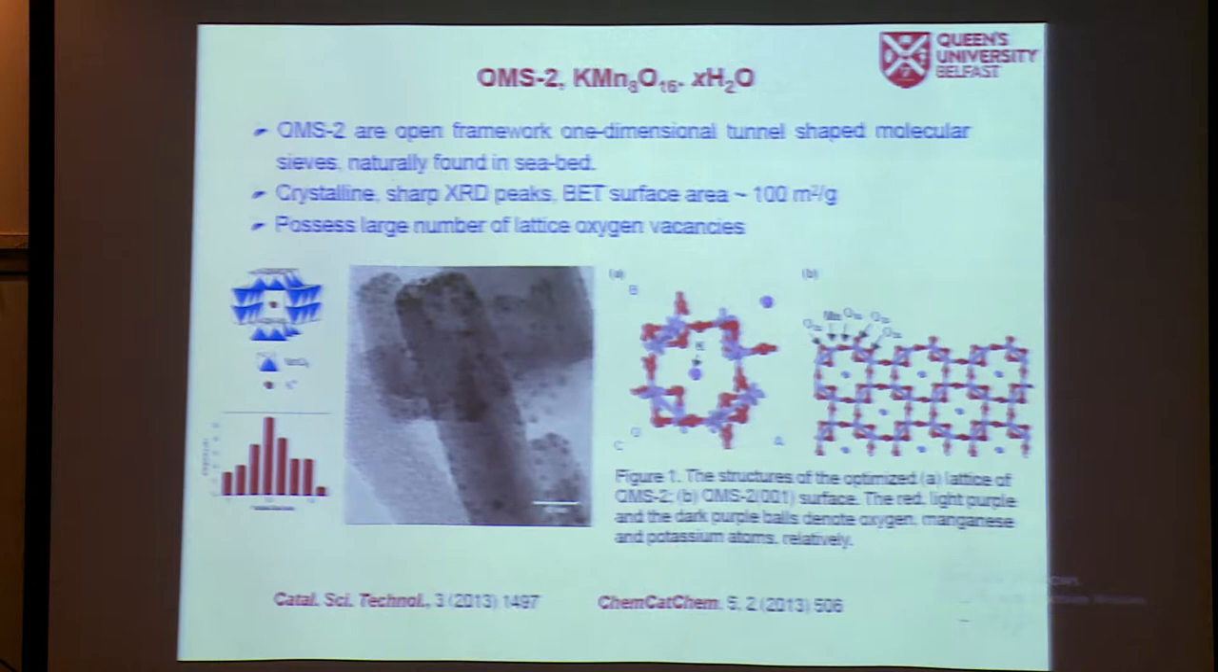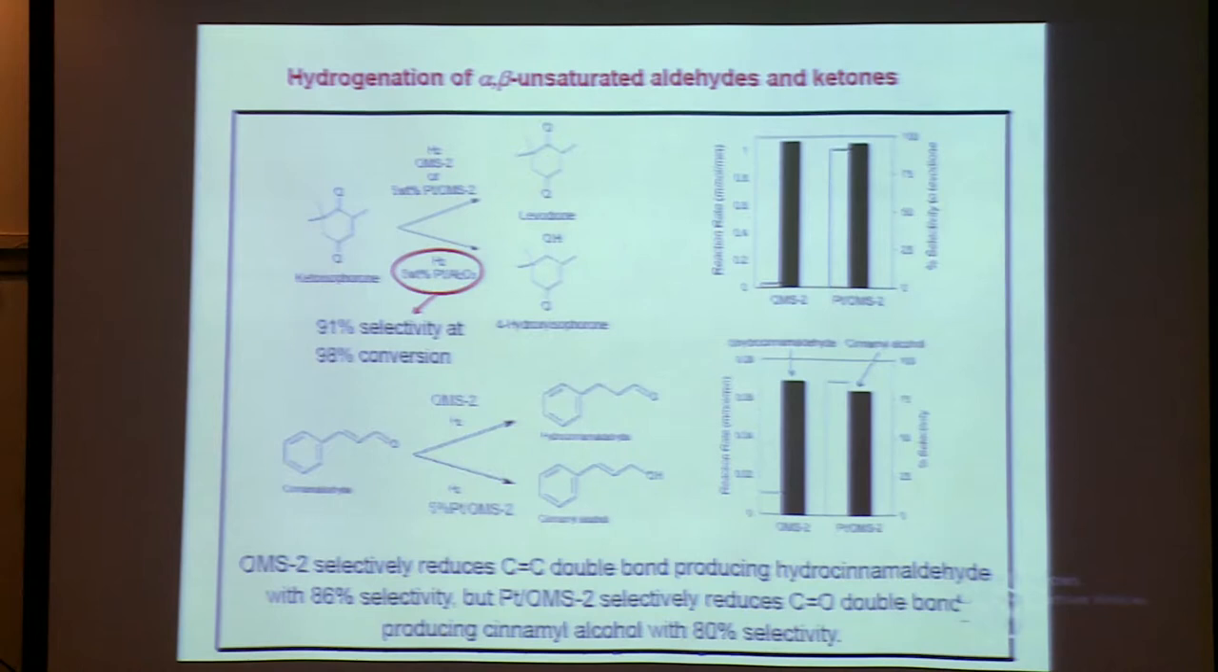On the next slide, I've got the reactions. We have a couple of examples here on this slide: ketoisophorone and cinnamaldehyde, and we can use this manganese oxide on its own as a catalyst. We don't need platinum or palladium here. Just using manganese oxide, we can do the hydrogenation selectively. In this case, with ketoisophorone with manganese oxide, we can get 96% selectivity to reduction of the carbon-carbon double bond. And if we have platinum on manganese oxide, the reaction is faster, and selectivity is still towards levodione.